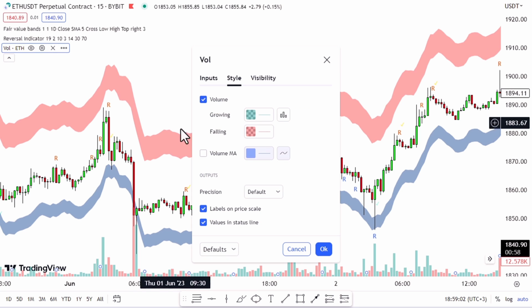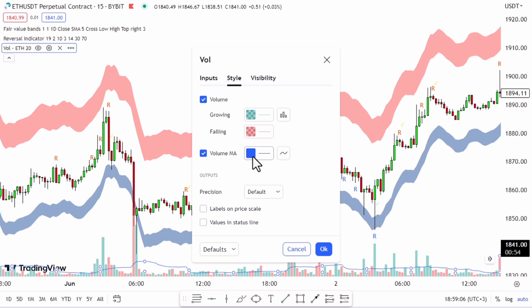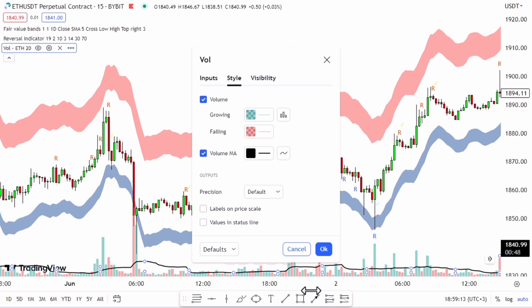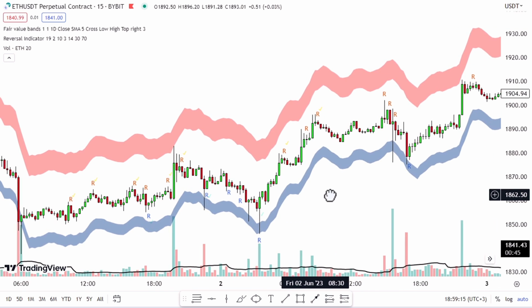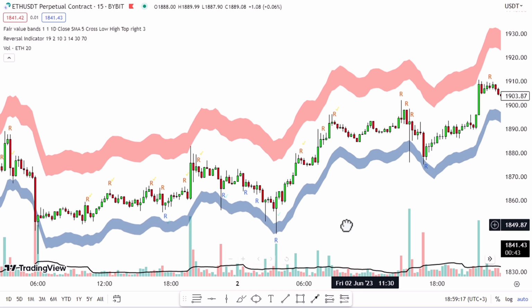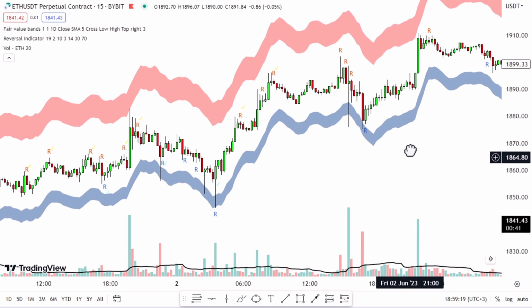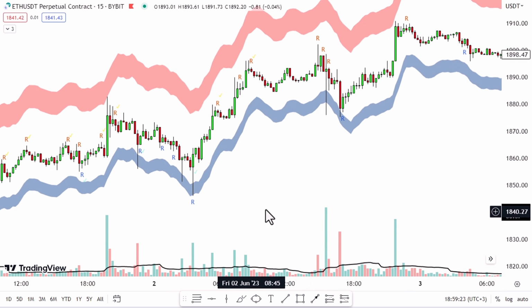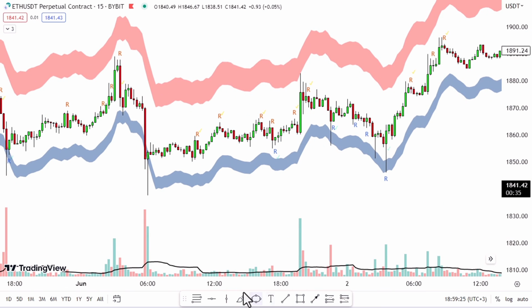Double click on the volume indicator to access the settings, and on the style tab, activate the volume option and change the color to your own taste. Every time these volume bars are above the moving average, that indicates the presence of enough volume in the market, so we will be looking to take trades. But when the bars are below this moving average, that would mean that there isn't enough volume in the market, and so we will not take any trades.